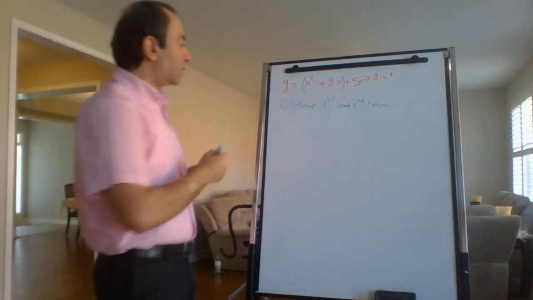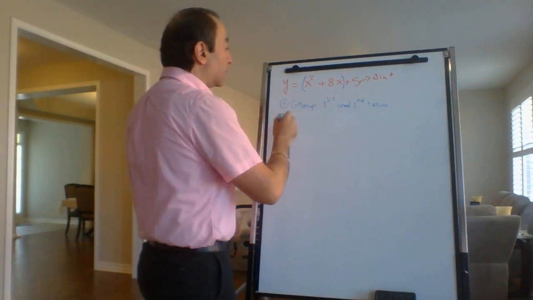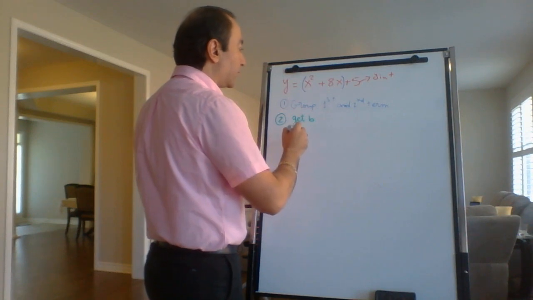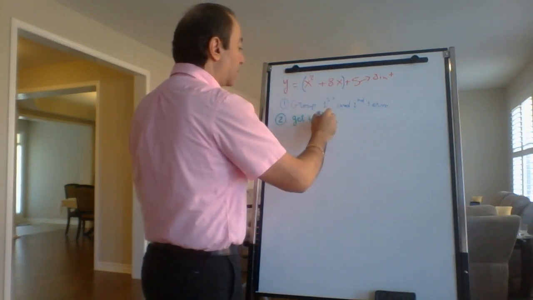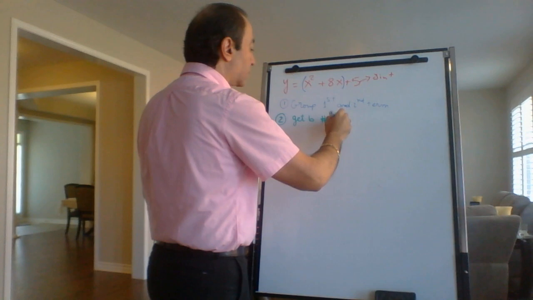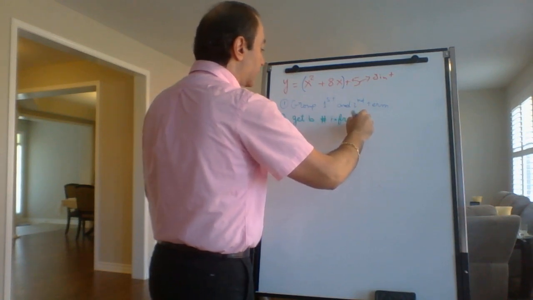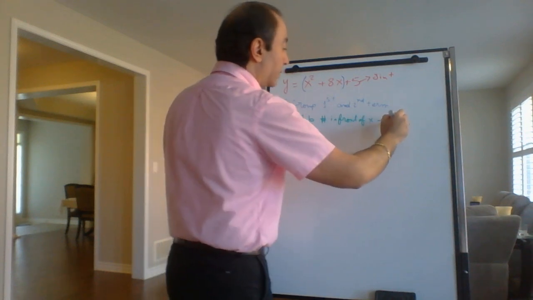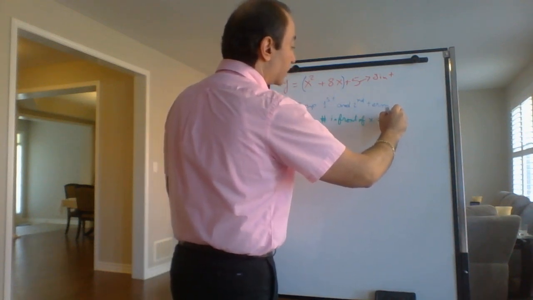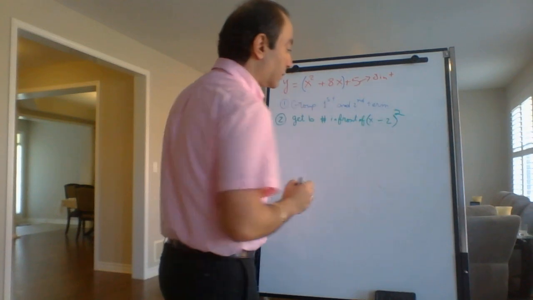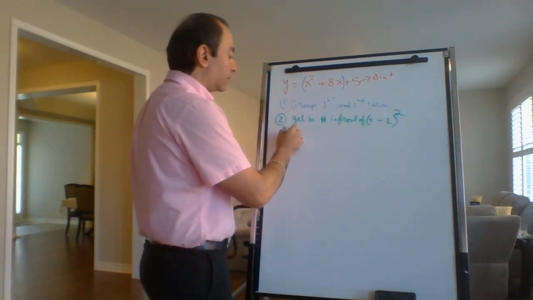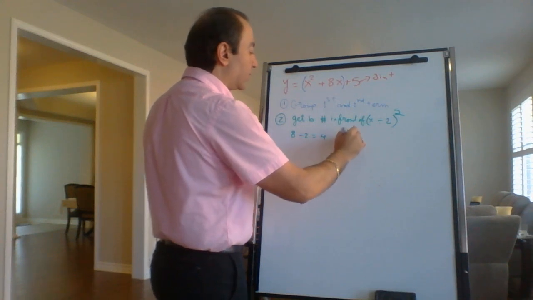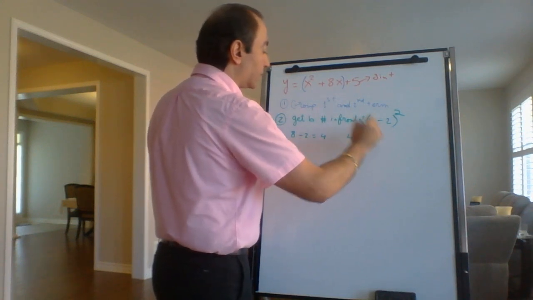The second thing, get b, the number in front of x. Then we divide it by 2, then we square it. So for here, 8 divided by 2 is 4. Then we square the 4, and we're going to have 16.